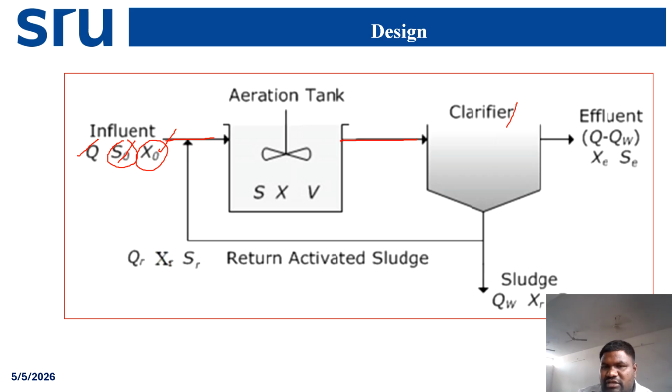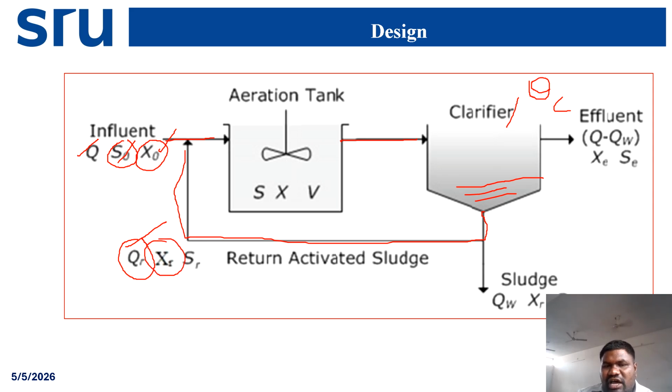Here we are providing some retention time, so the sludge will be settled at the bottom of the tank. Some portion of sludge we are sending back to the aeration tank. QR will be the return flow rate. XR will be the underflow biomass concentration.